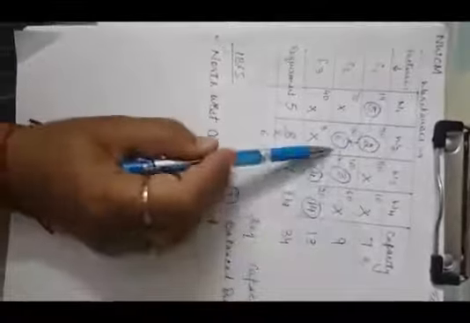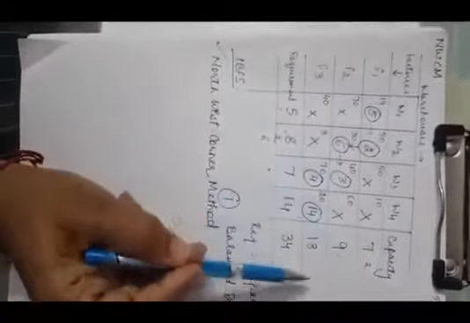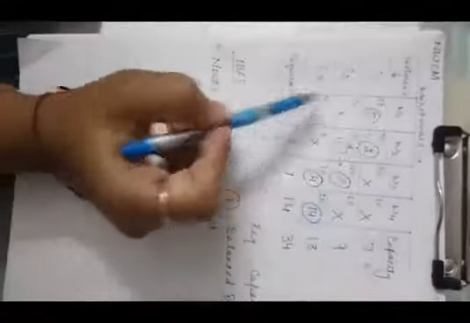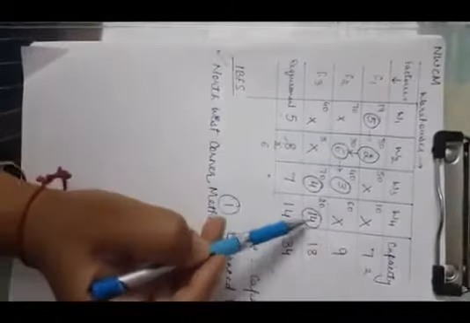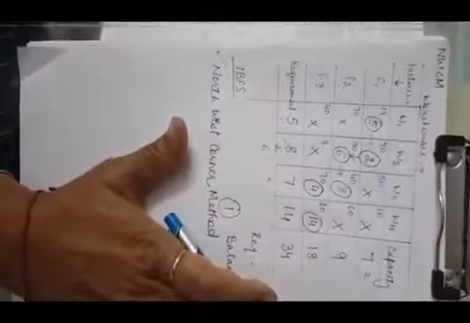5 plus 2 is 7. 6 plus 3 is 9. 4 plus 14 is 18. And similarly 5, 2 plus 6 is 8, 3 plus 4 is 7, and 14. So in this case we have solved this problem as per this northwest corner method.